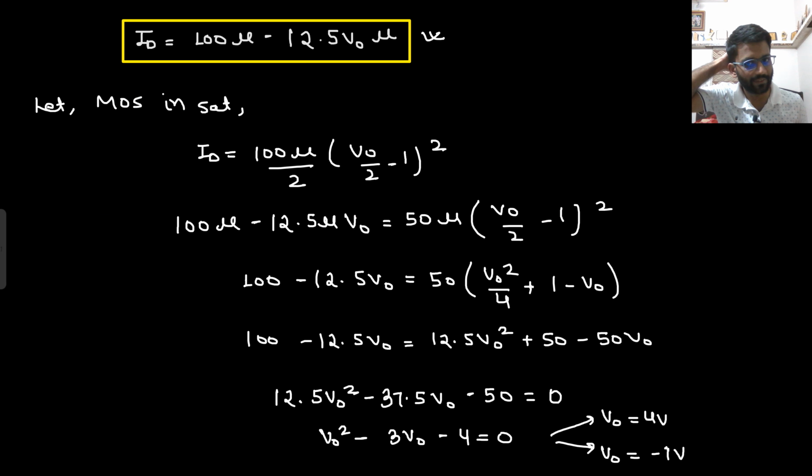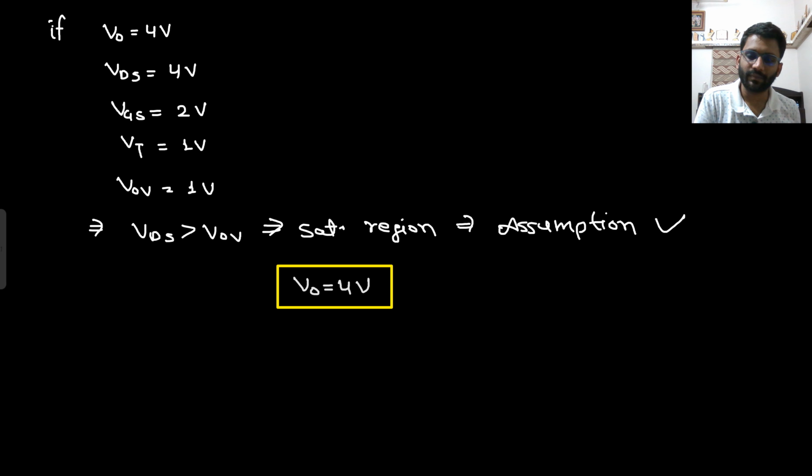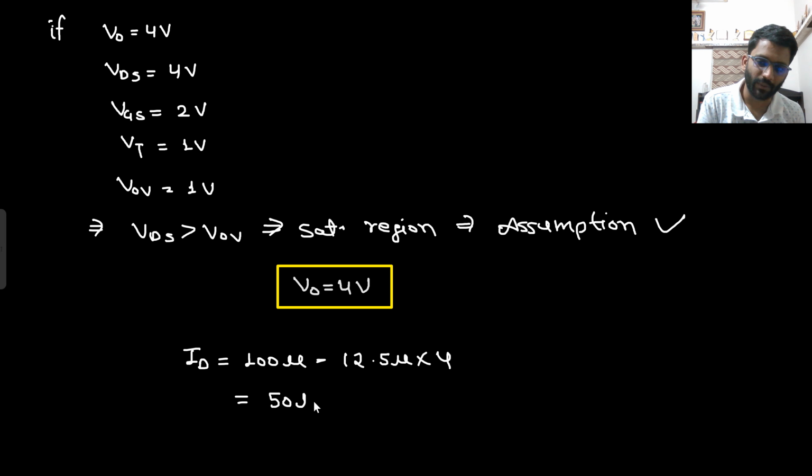What will be the bias current? ID value they are asking. So ID is 100 micro minus 12.5 micro into V naught. That will be 50 micro, because 12.5 into 4 is 50. So ID value will be 50 micro. That's it.